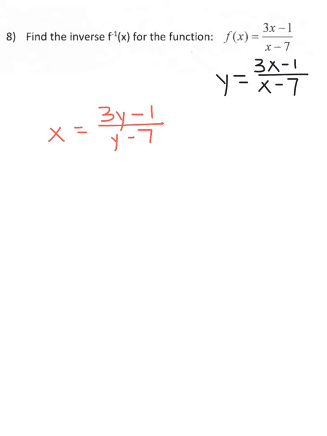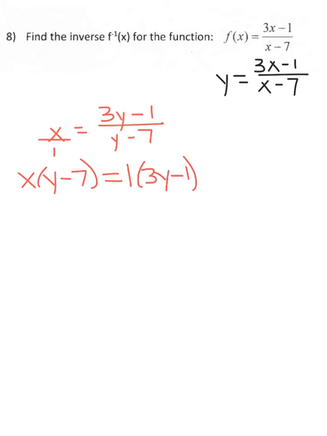Okay, so we're going to do the same thing. We're going to put this x over 1, and we're going to cross multiply. When you multiply the top left by the bottom right, you can write that out if you want as x times (y - 7). And then we bring down the equal sign. And then when we multiply the top right by the bottom left, that'll be 1 times (3y - 1).